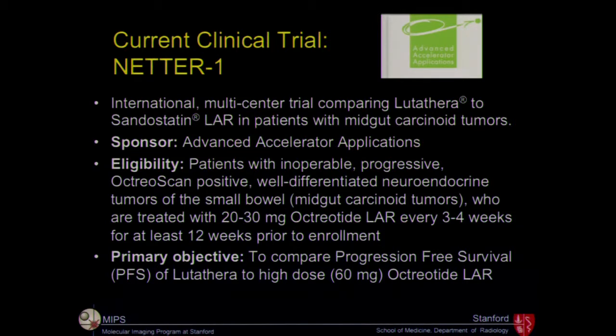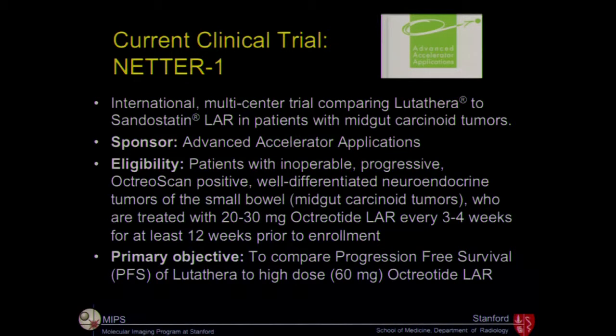The eligibility for this study has a complex list of eligibility requirements and ineligibility issues as well, but to summarize briefly, the goal is to enroll patients who have inoperable, progressive, Octreoscan-positive, well-differentiated neuroendocrine tumors of the midgut or small bowel. The patients should have already been treated for a period of time with 20 to 30 milligrams of octreotide, and they're continuing to progress on that dose.